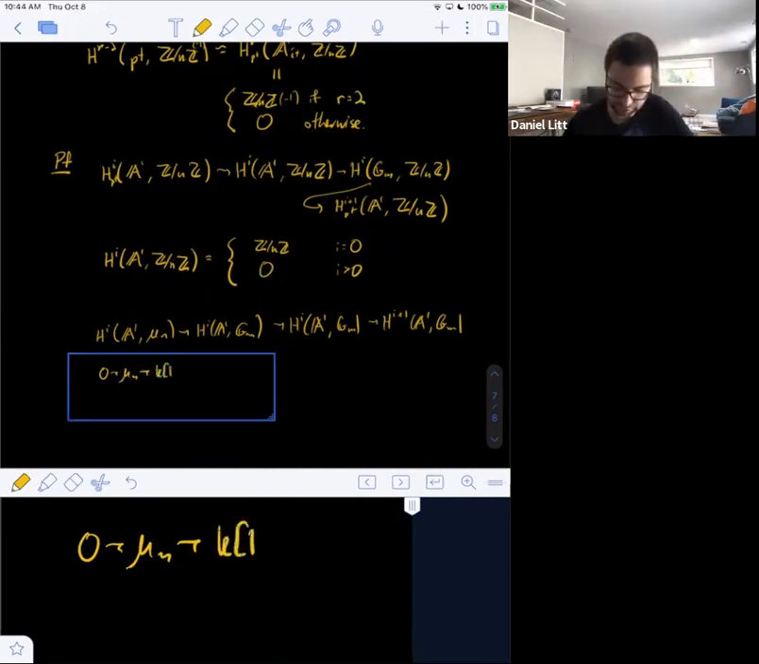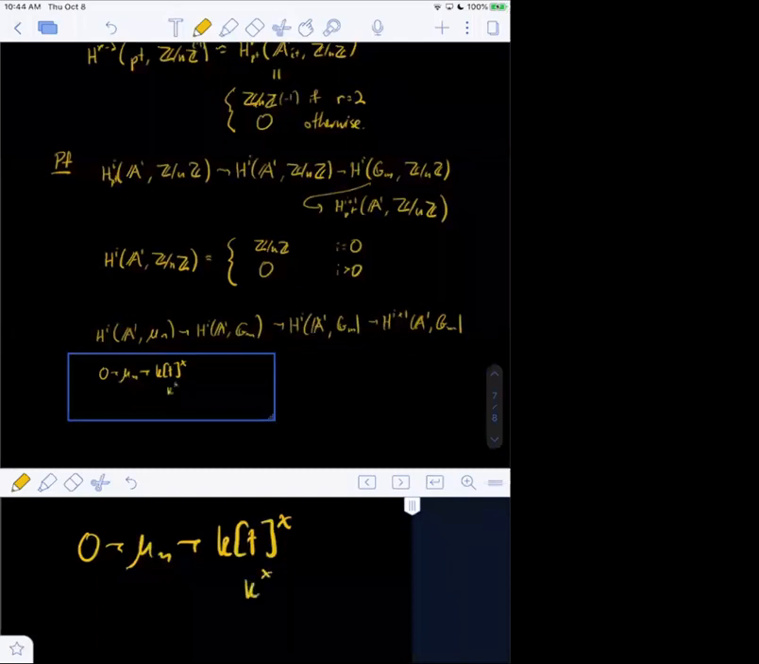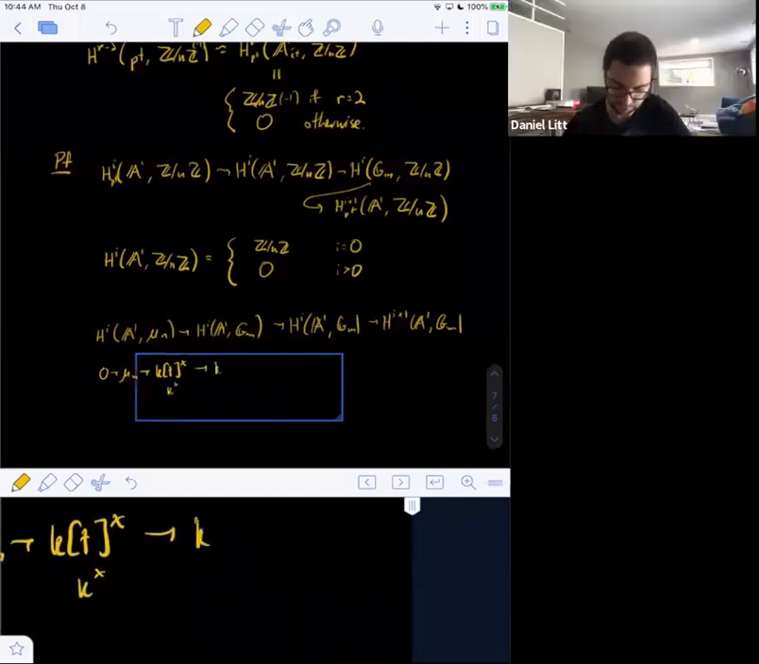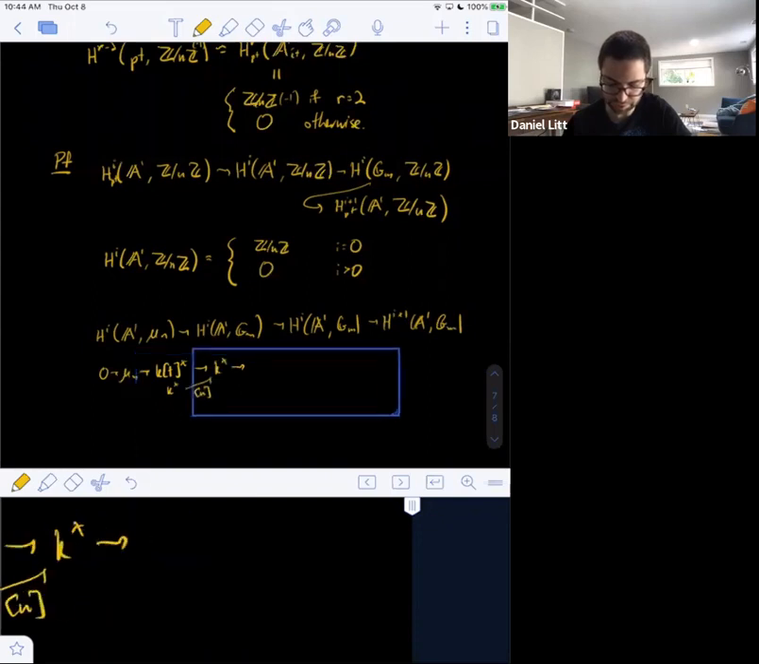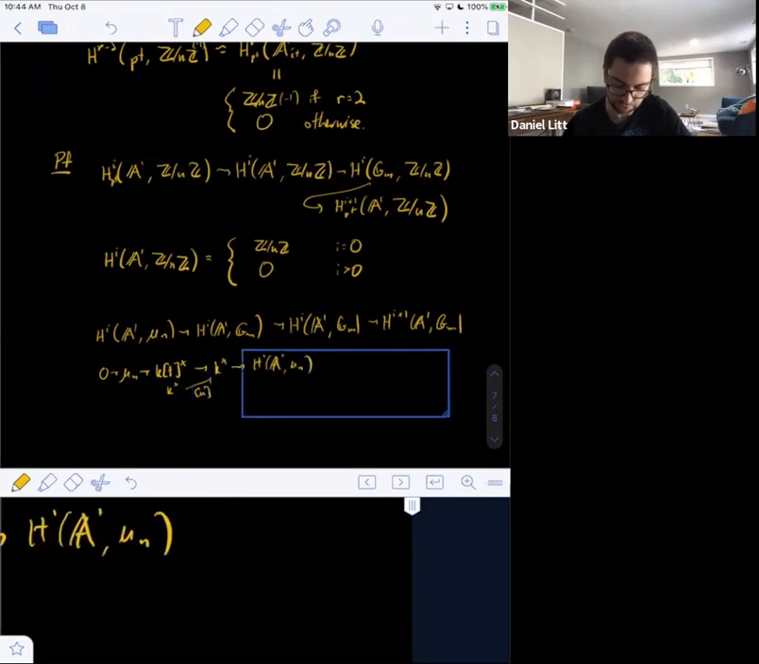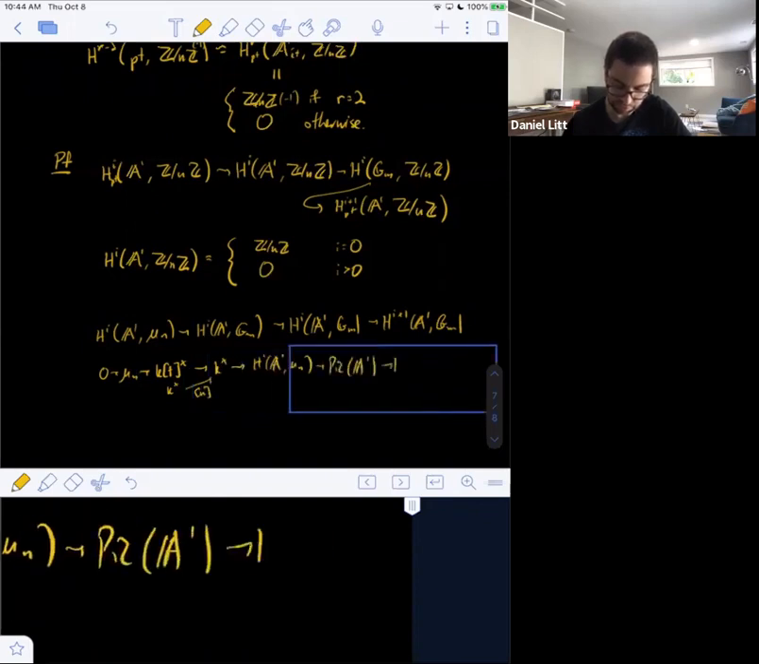So it's like K[T] units, but what are the units in K[T]? K cross? Yeah, so this is K cross to K cross. It's the same thing. This is multiplication by n, or nth power. So we're over an algebraically closed field, so that's surjective. So then we get H^1 of A^1 with mu_n coefficients to Pic of A^1 to Pic of A^1, and then everything else is going to be 0.